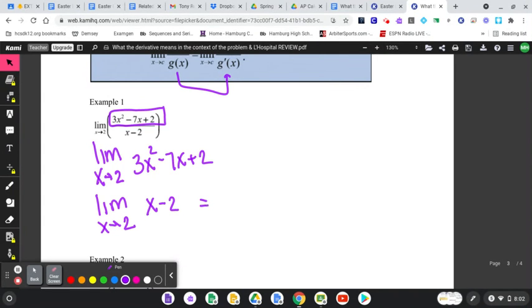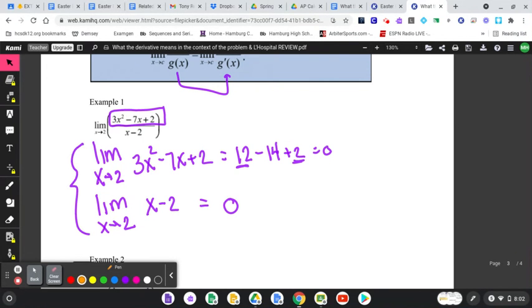I'm going to do the denominator first because that looks super easy. I got a 0. Let's see, 2 squared is 4, so that gets me a 12 minus 14 plus a 2. 12 and 2 is 14, minus 14, I get a 0. This is the part where you have to show those two separate steps.